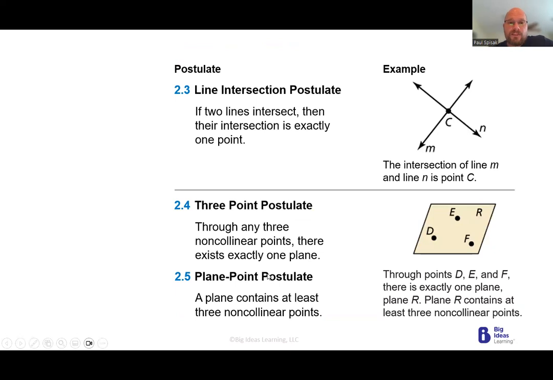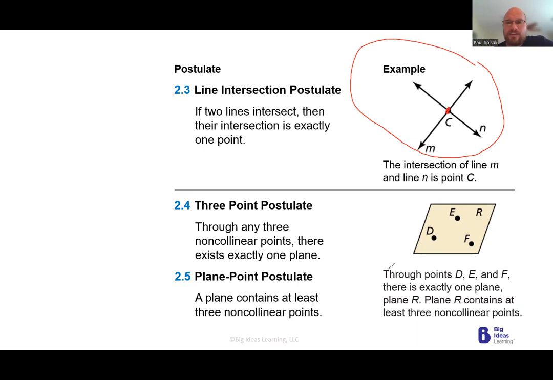All right, postulate 2.3, line intersection postulate. If 2 lines intersect, then their intersection is exactly 1 point. So in the example, we have 2 lines that are intersecting. In this example, lines M and N intersect at point C. The intersection of line M and N is point C. There's only 1 point. You can't have 2 lines intersect at 2 different points.